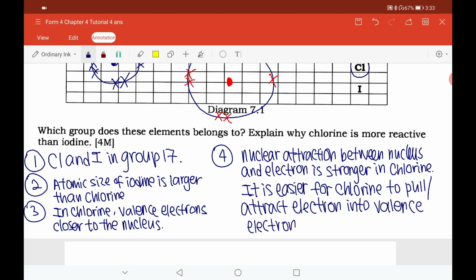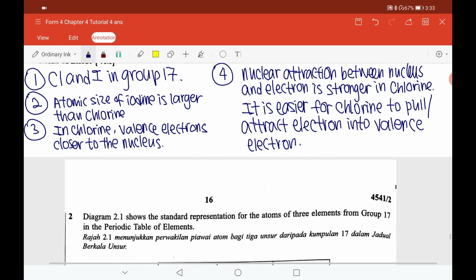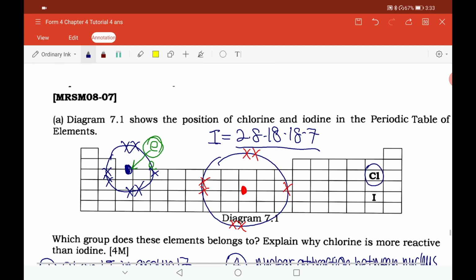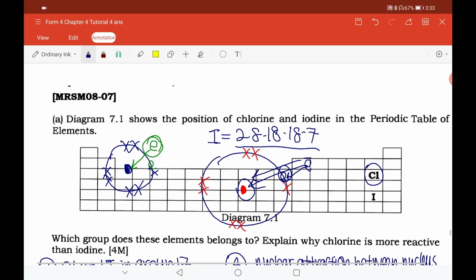Remember, you have 7 valence electrons. When you have 7 valence electrons, you need to pull 1 more electron into the valence shell in order to be stable. So who is pulling the electron for you? Nuclear attraction. When the nuclear attraction is strong, it's easy to pull the electron.